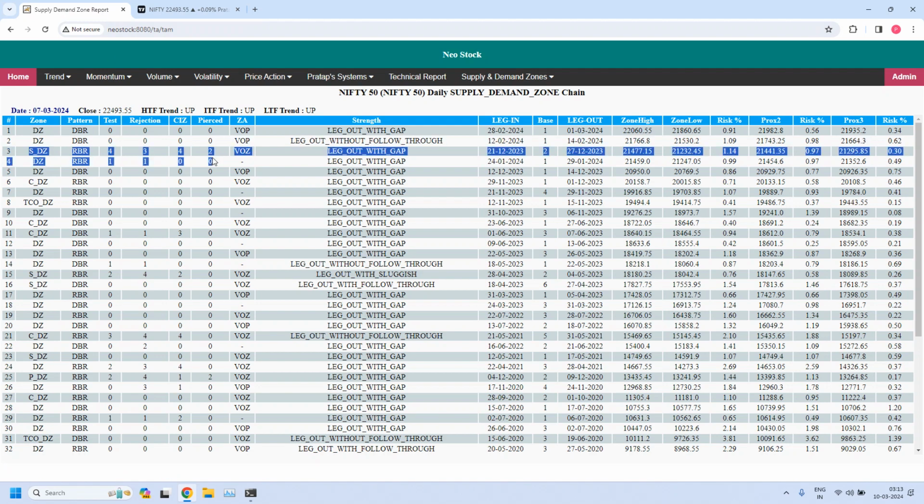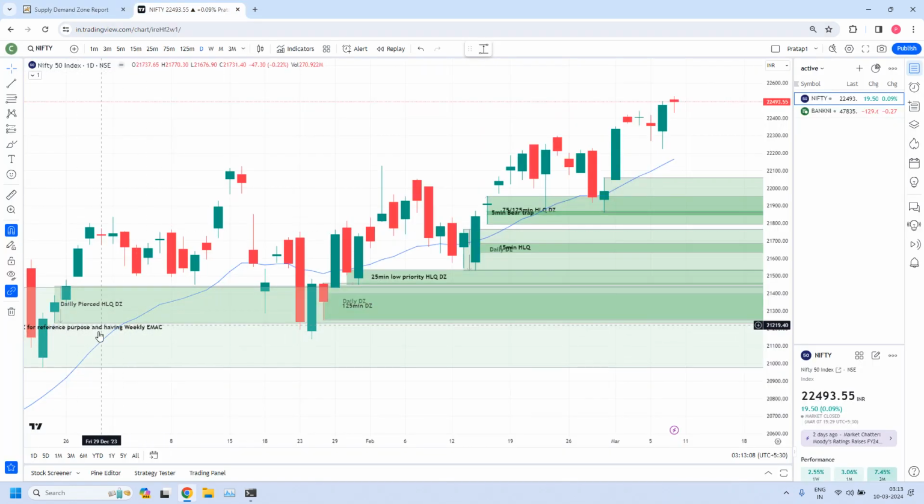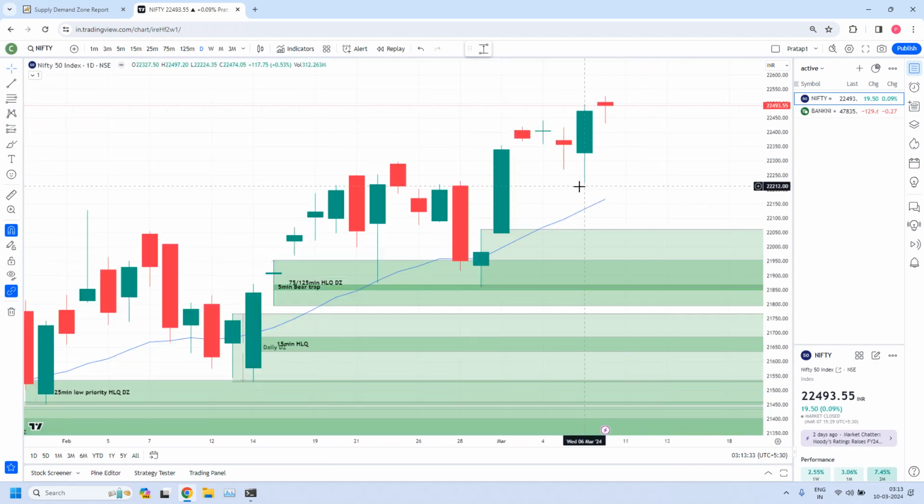But this is a pierced zone. You should not forget that. So already pierced twice. So that means this is not a valid zone. This high liquidity zone is not a valid zone. This is the point you have to remember. But inside this area, new zones are created related to the 75-minute zones that we discussed in the earlier videos. So let's not get into that discussion. Let us focus on the most recent action.